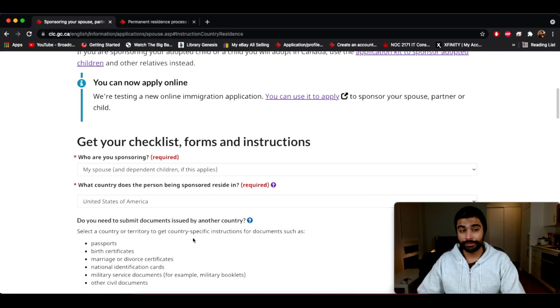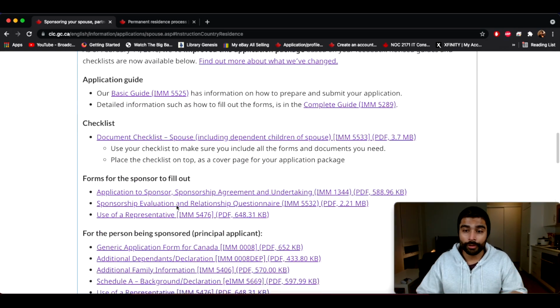Okay. So if you're living in the United States of America being sponsored by your sponsor who is in Canada and you're an Indian national, you don't need to provide 5562 as per the instructions on this checklist.